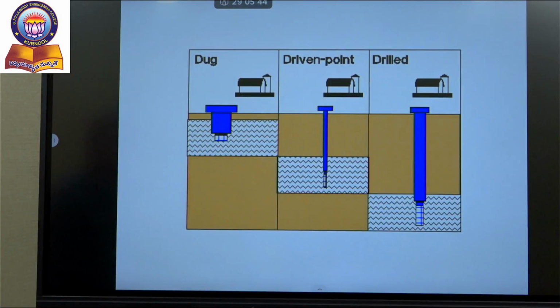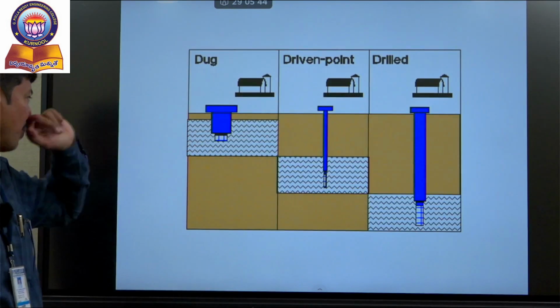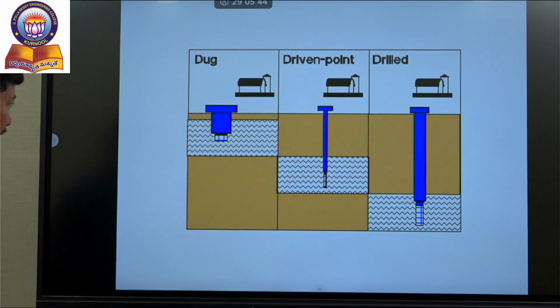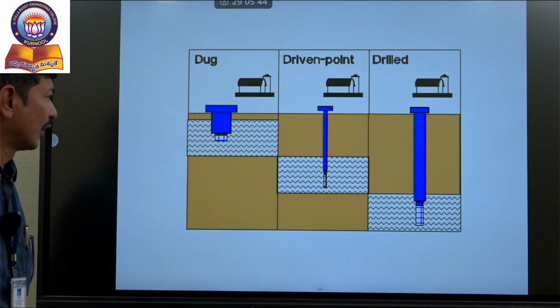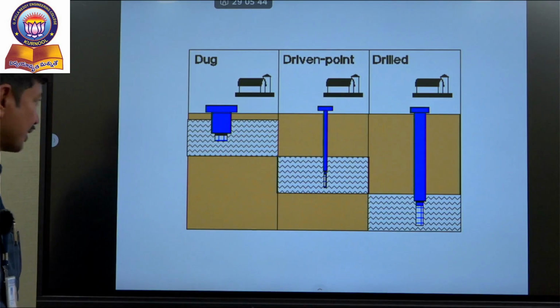The difference is that an open well extracts only from the top layer, a driven well extracts from two layers, that is a deep open well, and in a drilled well we extract water from different layers.